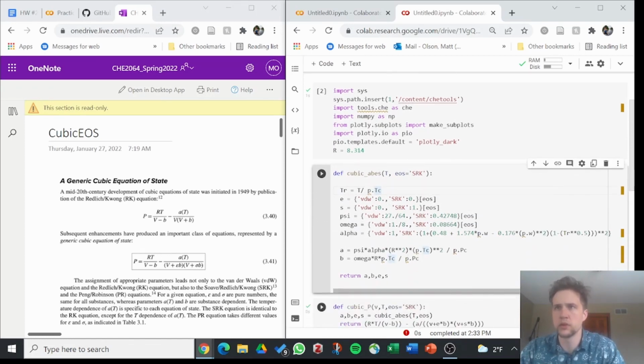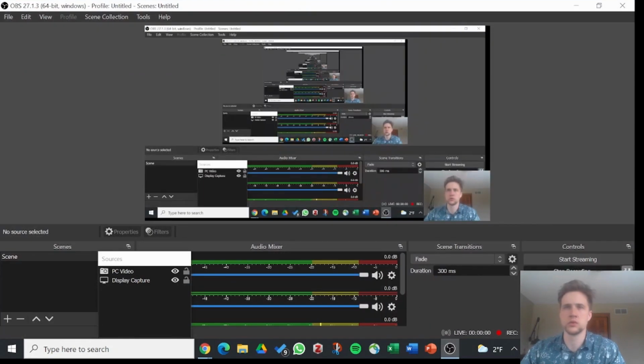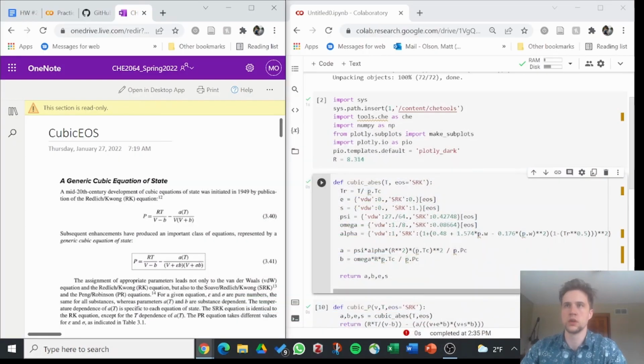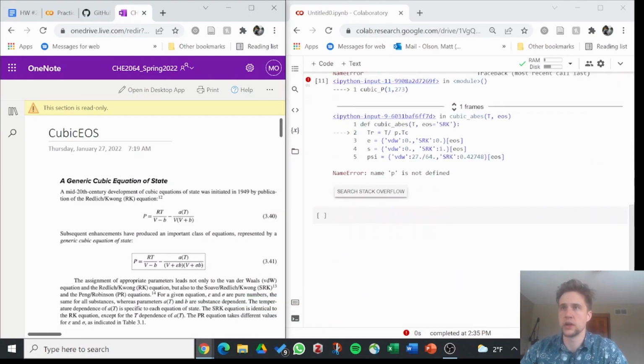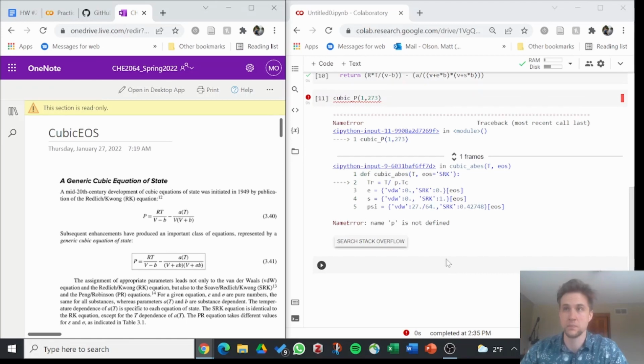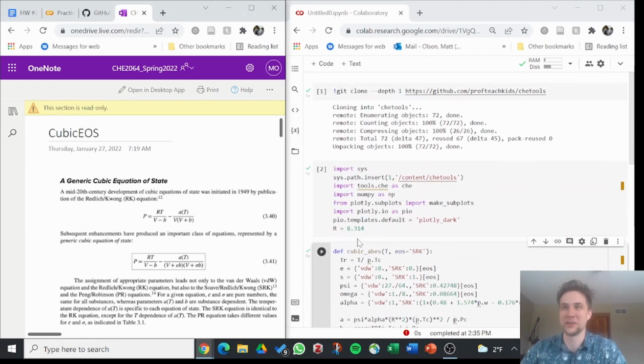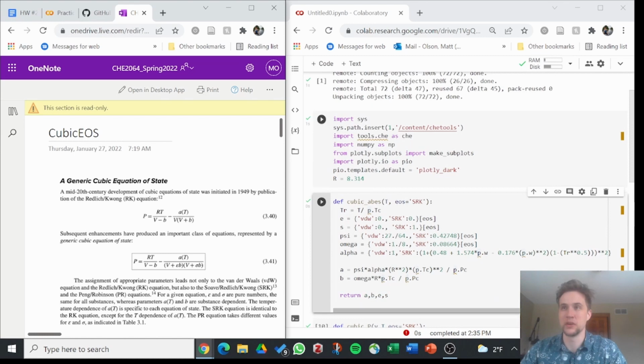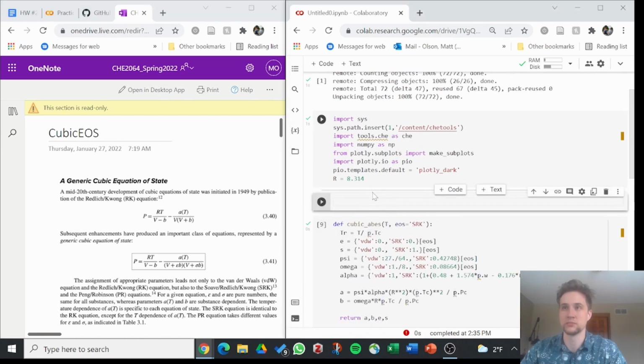Pressure at the critical point of temperature. Critical point of temperature. One second. So the problem is, looking at here, it keeps telling me P is not defined, and that's true. I forgot to define P along the way here. So P, let's go ahead and define that now.